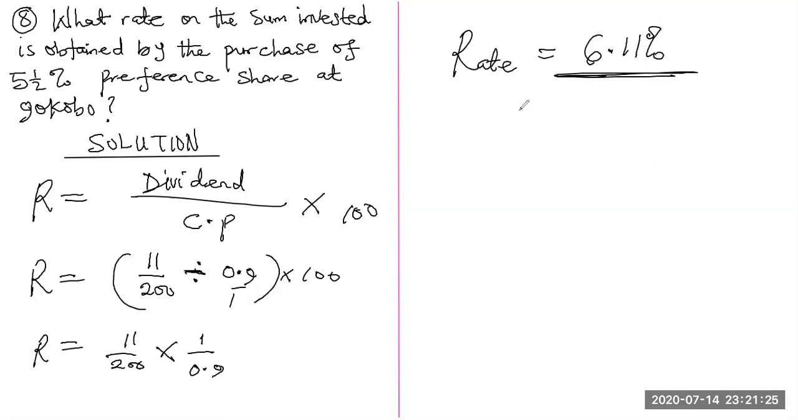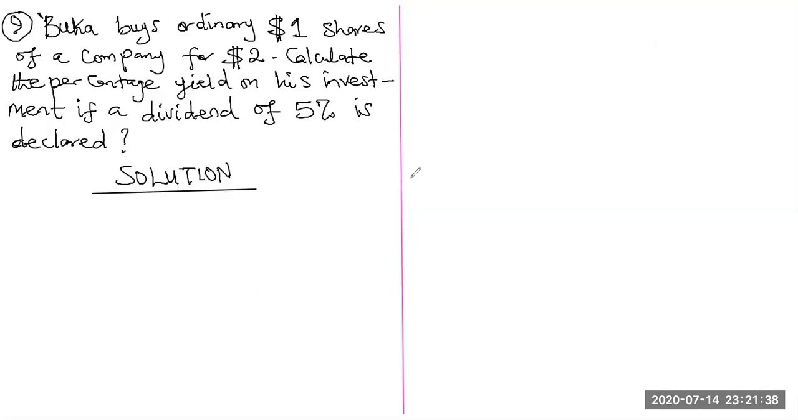And of course, question 9 now, which is going to be the last question on this episode. In question 9, we are told that Booker buys ordinary $1 shares of a company for $2. So $1 is the name of the shares, ordinary $1 shares is the name of the shares. Calculate the percentage yield on his investment if a dividend of 5% is declared.